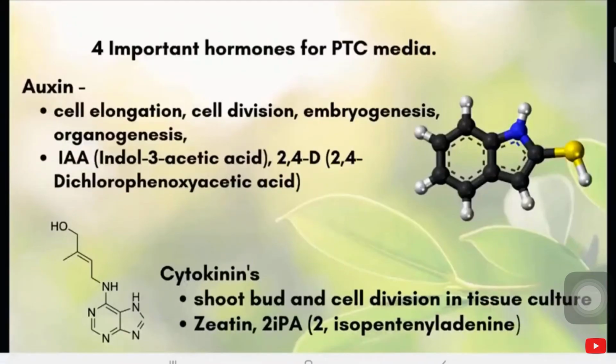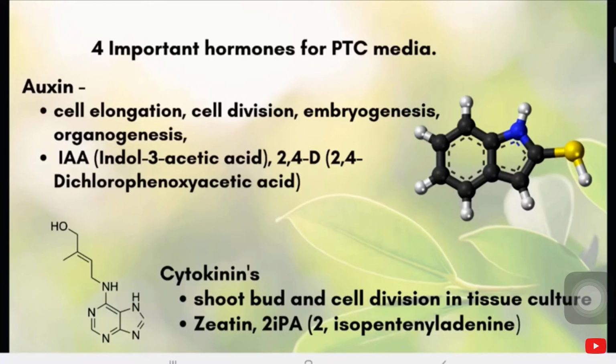These hormones can be utilized either individually or in combination, depending upon how they are utilized in the culture medium. It will perform its function. For example, auxin gives rise to cell elongation, cell division, embryogenesis, and organogenesis, whereas cytokinins give rise to shoot buds and cell division in tissue culture.